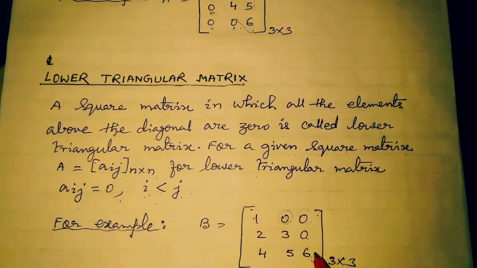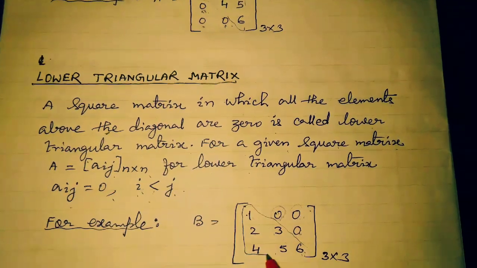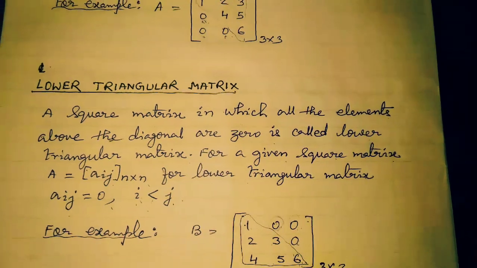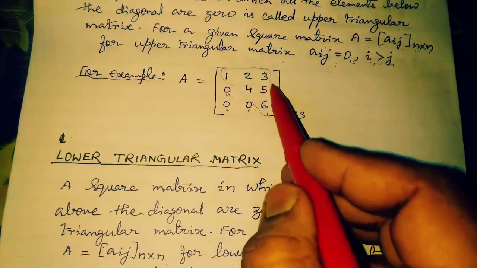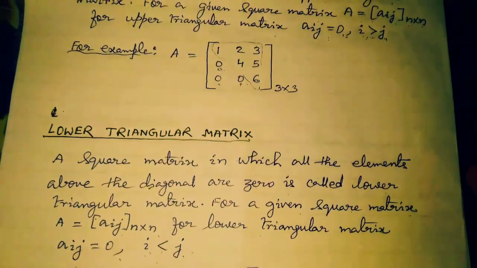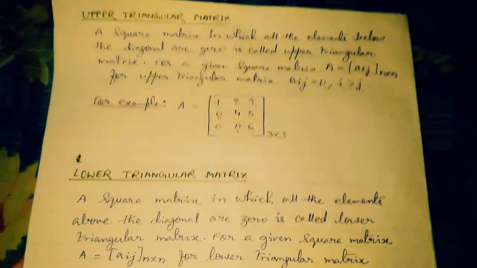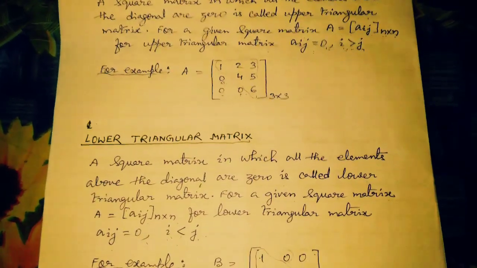This is also a triangle form. This is called the lower triangular matrix, and this is the upper triangular matrix. This way you can differentiate between upper triangular and lower triangular matrices.